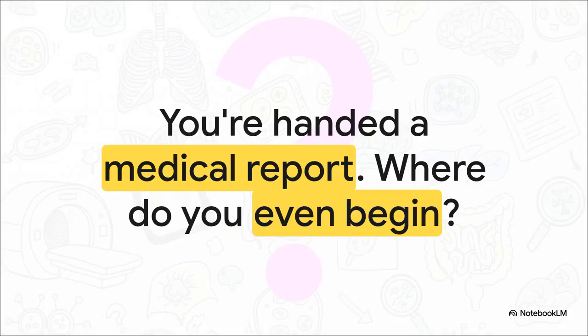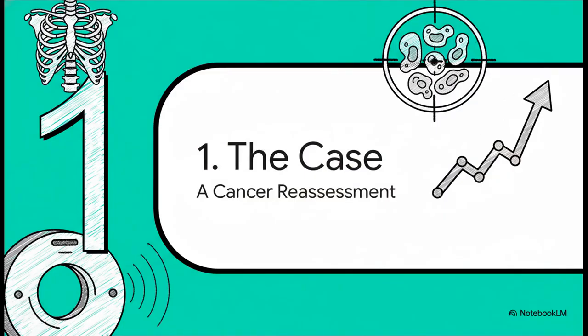So, picture this. You're handed a medical report, it's full of jargon, and you're just staring at it thinking, where do I even begin? It's a feeling a lot of us know, getting this super important health document that just feels impossible to understand. Words like hypodense lesion or pleural enhancement, they can be pretty intimidating, right? So where do you start? Well, the answer is always with the patient's story. All right, let's dive right in.